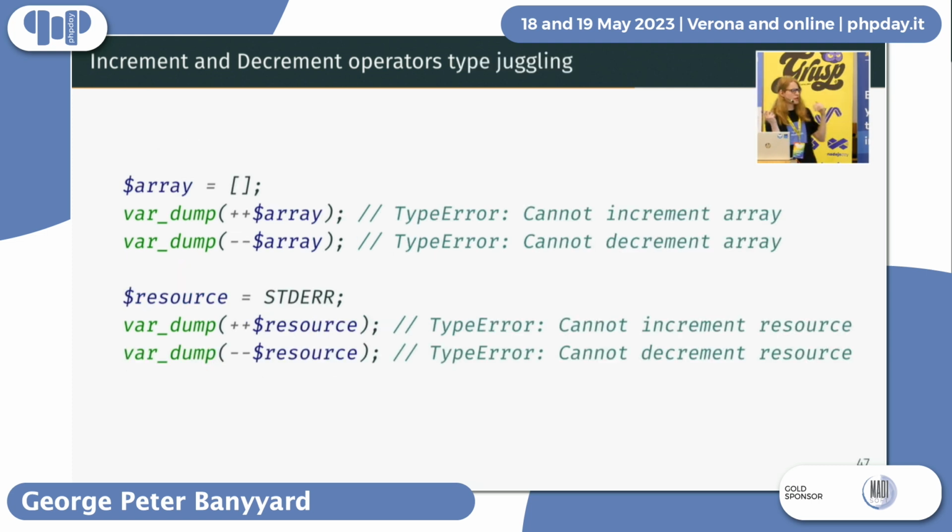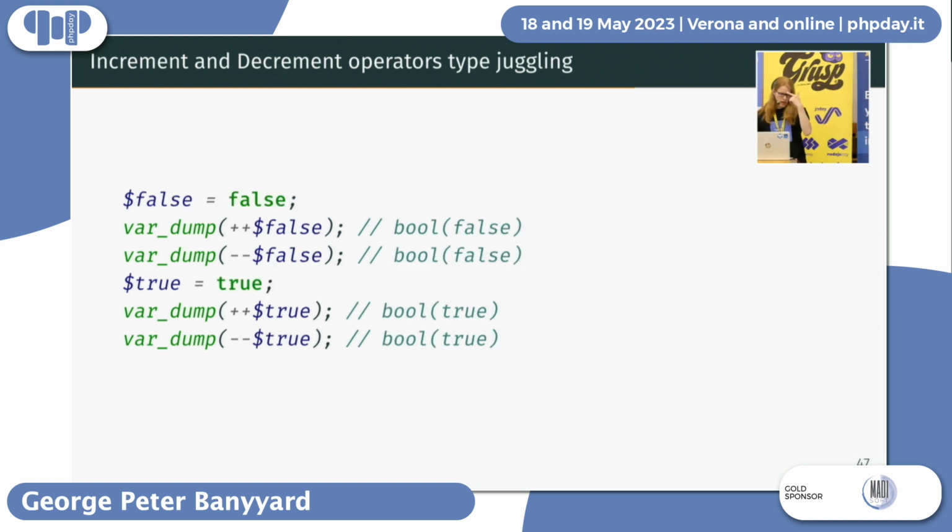Now, logically, you can't increment an array and you can't increment a resource. Brilliant, that makes sense. However, you can try and increment booleans, but they don't change their values and they don't even emit a warning. It's just like, here, nothing happens.